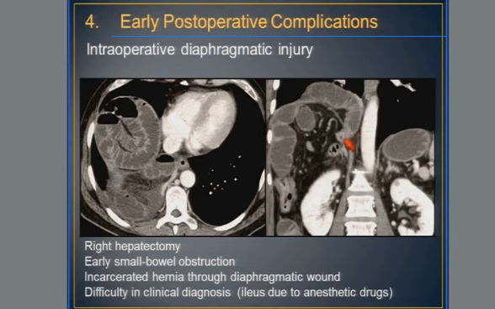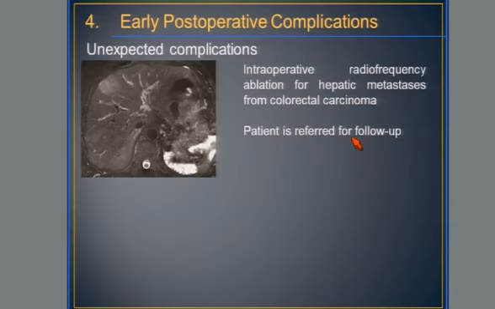Sometimes you can observe some traumatic injury of the diaphragm, which was caused during the operation, and this may cause a kind of herniation of the small bowel through the diaphragm that can be responsible for small bowel occlusion. MDCT is very helpful in that case because clinically it's very difficult to differentiate the ileus due to the use of anesthetic drugs from actual occlusion.